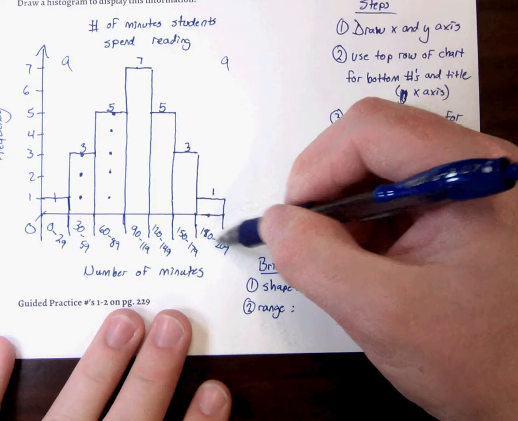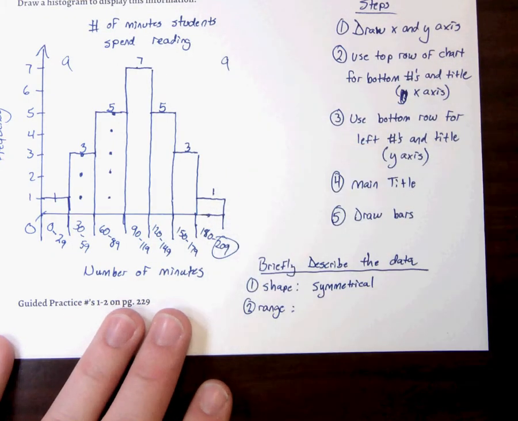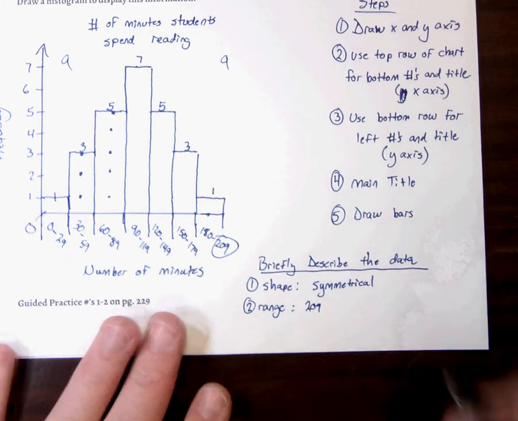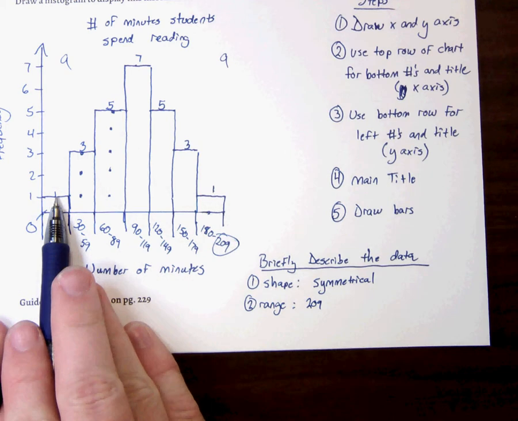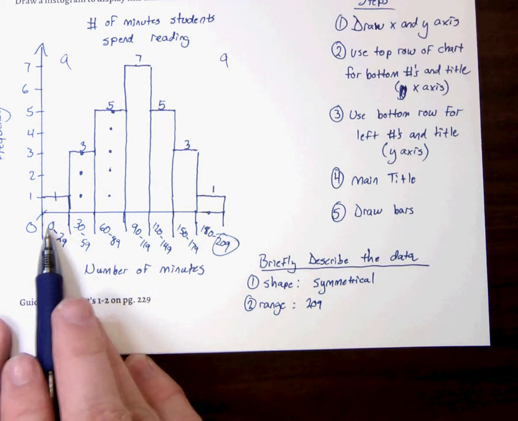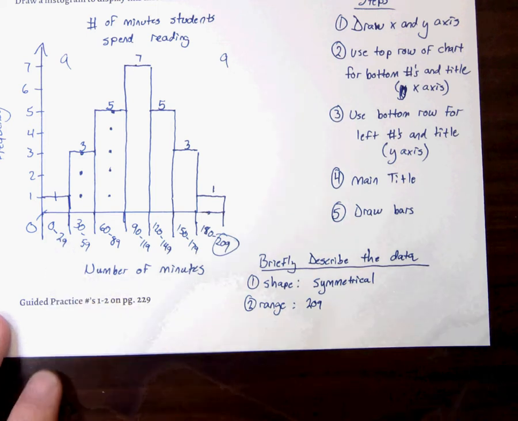I'm going to subtract those and get 209. And now I'm going to add my units because I have no idea what 209 is. Could be 209 tacos for all we know. So let's look at our title. This would be number of minutes. So this would be 209 minutes.